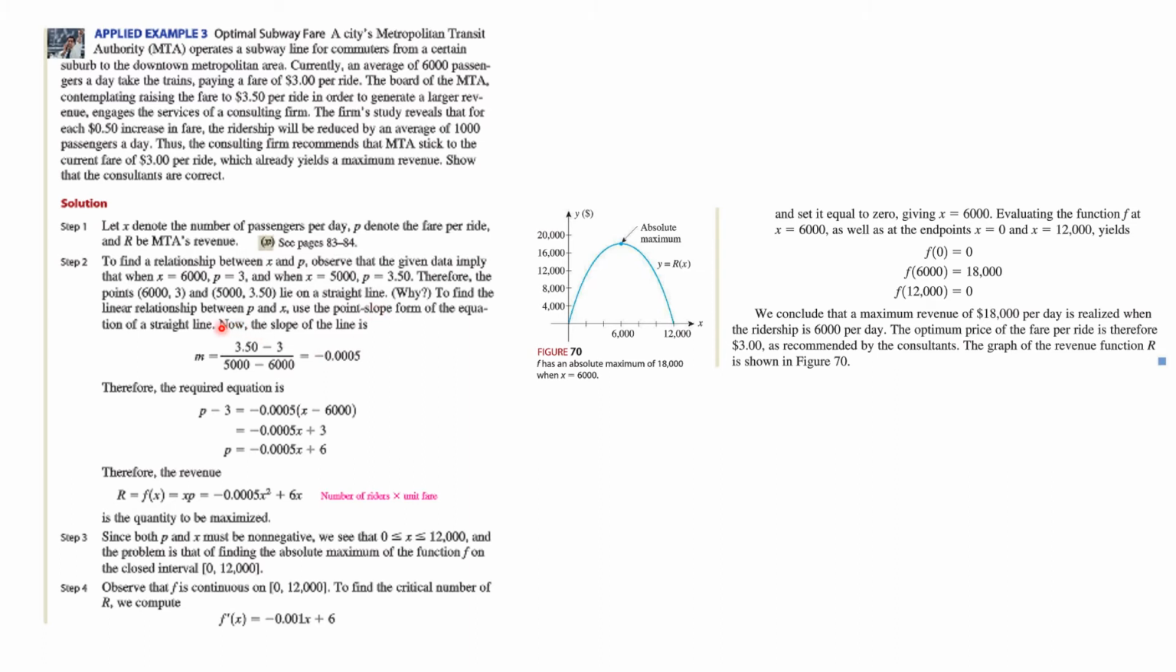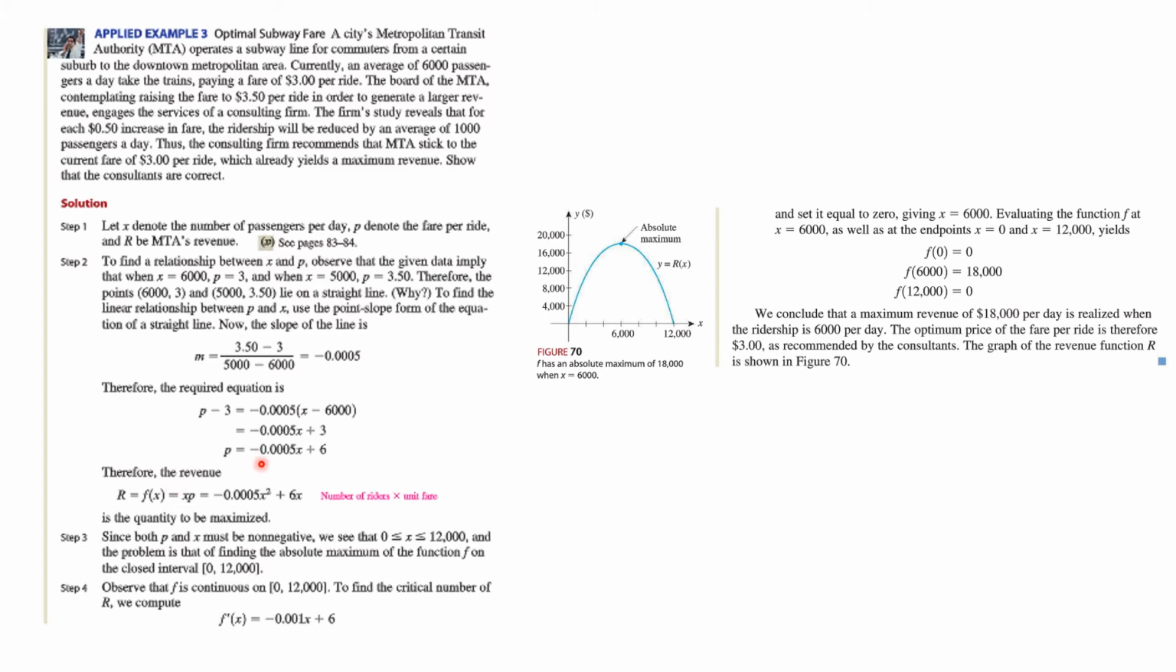So, to find the linear relationship between P and X, we're going to use the point-slope form of the line, and first we get the slope. Here we use the slope formula, y2 minus y1 over x2 minus x1. We find that the slope is negative, and now we're using the point (6,000, 3). So P minus the P coordinate is equal to the slope times x minus the x coordinate. We simplify this and we get P is equal to this.